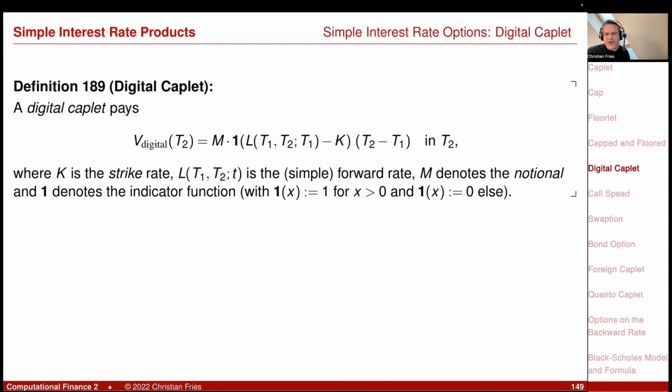Another nice optional product, maybe a bit harder compared to the piecewise linear and continuous function, is the digital caplet. So my digital caplet pays the indicator function on L minus K, for a given K, multiplied with the period length and the notional amount, paid at the end of the period. That looks complicated. I pay you just the indicator, 1 if you are above, 0 if you are below. Also, I pay it later at the end of the period. But there's a nice relation between the digital caplet and the caplet.